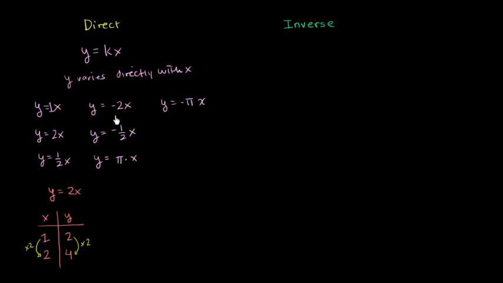And just to show you it works with all of these, let me do a new example that I haven't even written here. Let's try y is equal to negative 3x. So once again, let me do my x and my y. When x is equal to 1, y is equal to negative 3 times 1, which is negative 3. When x is equal to 2, negative 3 times 2 is negative 6.